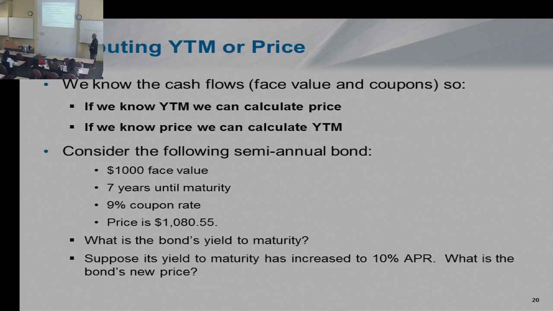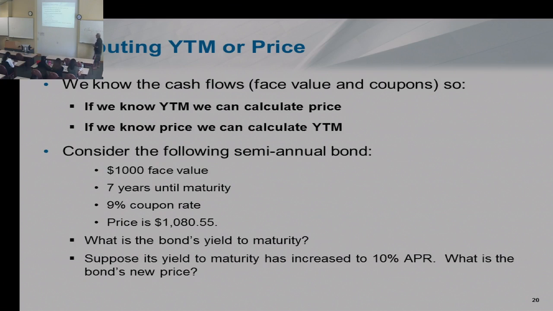So what's the coupon payment? How many dollars is the coupon payment? The coupon payment is the rate times the face value. So what's 9% of 1,000? 90. It's semi-annual, so divide by 2. 90 divided by 2 is 45. So the coupon payment is 45.